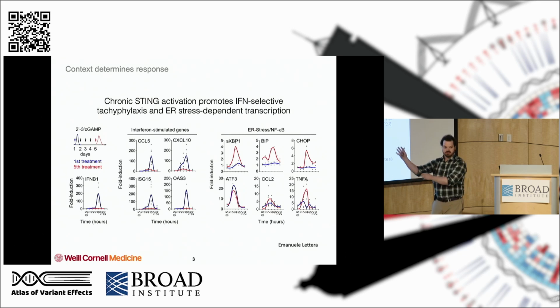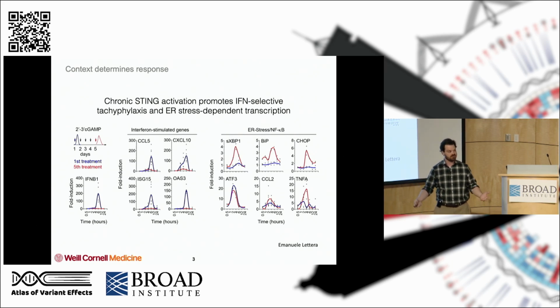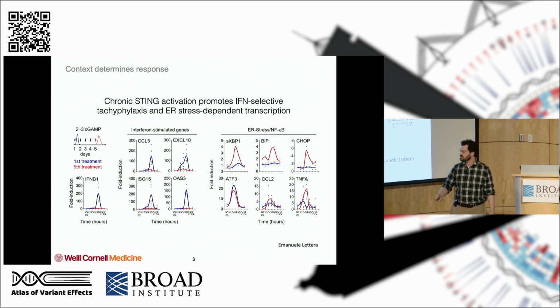So what we found with STING is how you activate it really matters for what kind of signal you get. So in blue, we take fibroblasts and we natively stimulate them with cGAMP, the ligand. We get a very strong interferon response. But if you keep stimulating them over and over again, after 5 days, you switch to this red response, that interferon is gone, and now they switch to a very strong ER stress and NF-kappa B stress response. So there's this context dependency on how STING is actually turned on that changes what its function is.